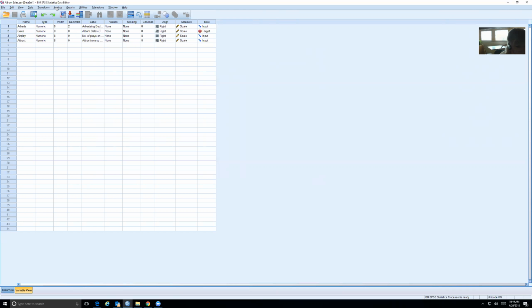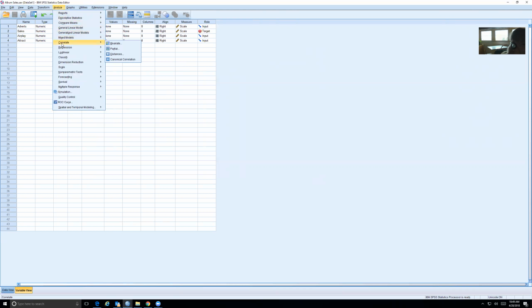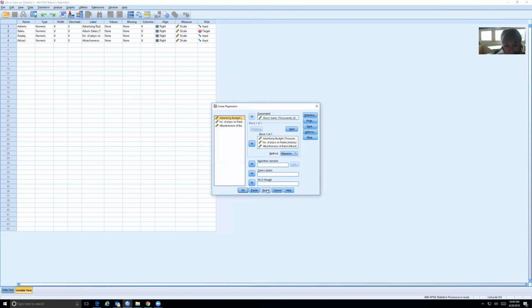For example, let's pull up this album sales data set that Field uses, come into Analyze, and come all the way down here to Regression. I just skipped it. In Regression, we're not going to do the automatic linear modeling. We're going to come down to Linear because we have a little more control here. Okay, so click on Linear.